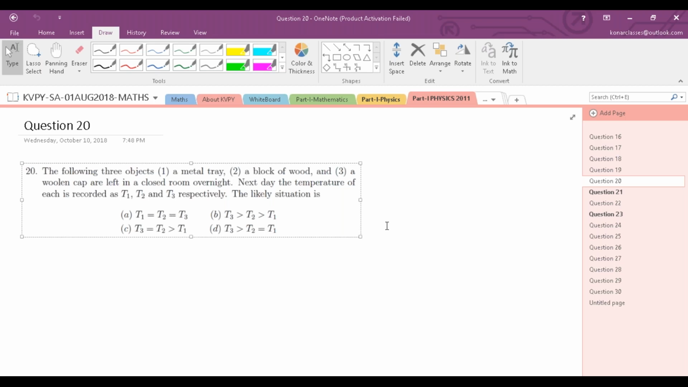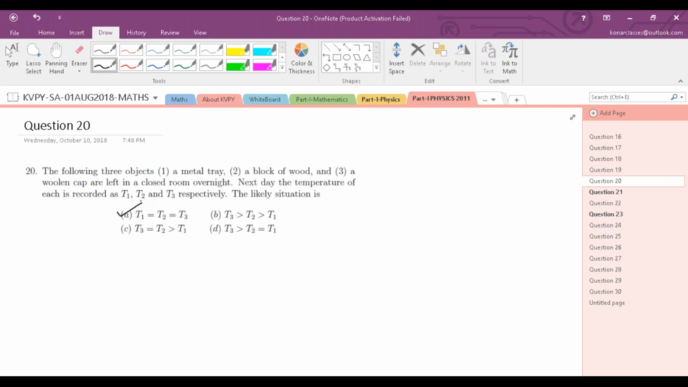So, the answer to this question is that all the three will be in thermal equilibrium with the air of the room. So the temperature of all the three will be the same, and the correct answer is A. But not only giving the answer, I would like to go a little further on this one. It is called the 0th law of thermodynamics.